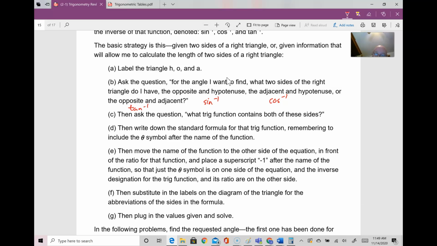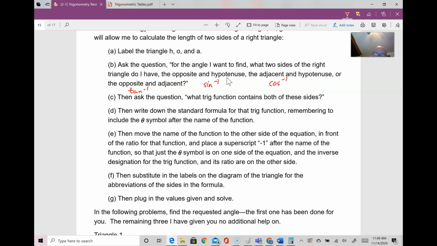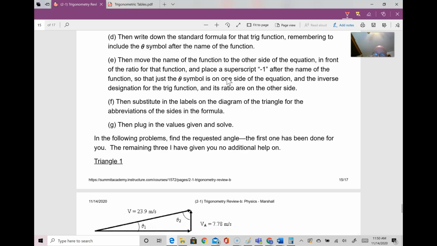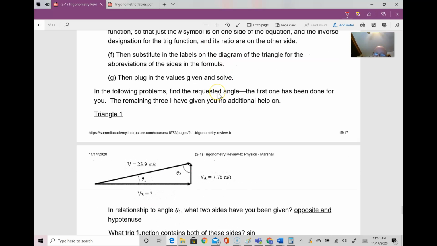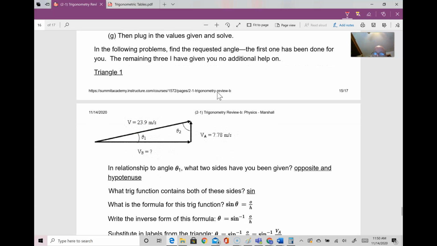Okay, so ask the question, what trig function contains those sides? Then write down the formula for that trig function. Then move the name of that function to the other side of the equation. In front of the ratio for that function, place a superscript -1 after the name of the function. So that just gives the theta symbol on one side and the inverse trig function on the other, and I'll show you what I mean by that. And then substitute the labels in, and then plug the values in and solve. So let's walk through that process.